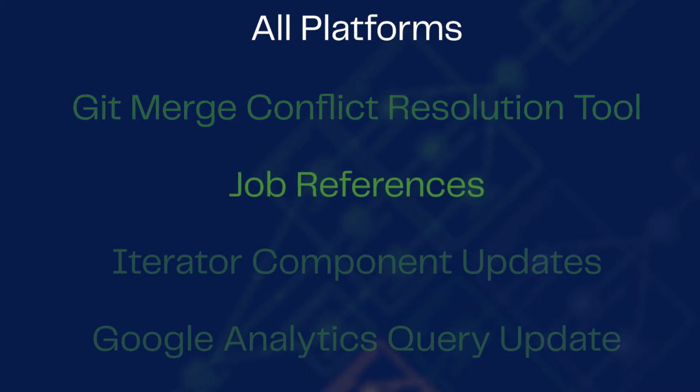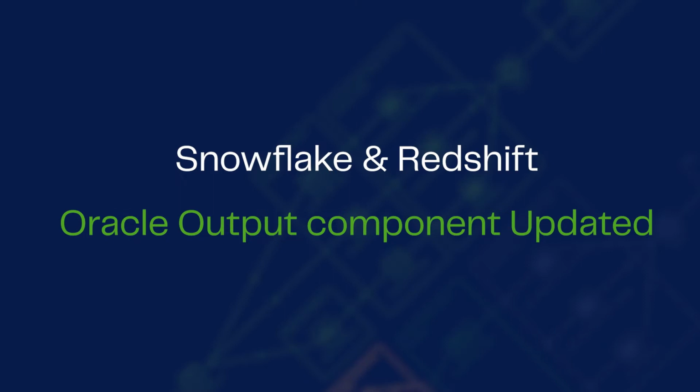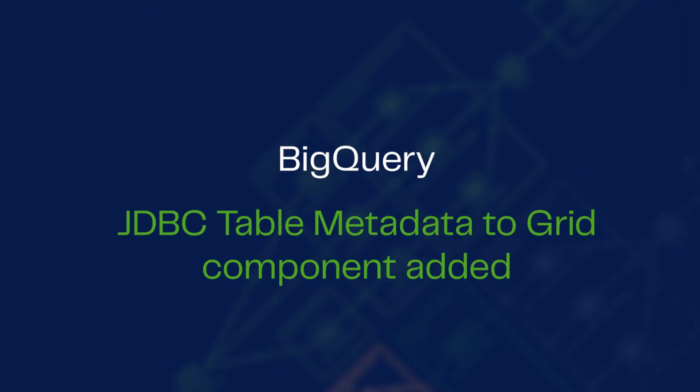There's also an update to see references to jobs, shared jobs, and components within a project and find if they're used by other jobs. There are updates to the Iterator components and to the Google Analytics query component. For Snowflake, rewrite table and table output components have been updated. For Snowflake and Redshift, the Oracle output component has been updated. And for BigQuery, the JDBC table metadata to grid component is now available.